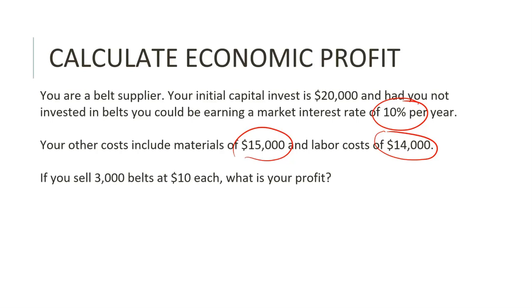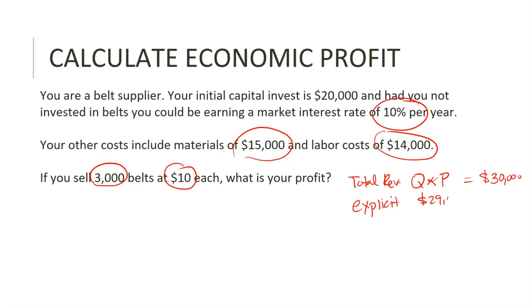So we're going to calculate a couple things. We're going to calculate accounting profit, normal profit, and economic profit. So first what we want to do is get our total revenue. And total revenue is going to be the quantity times the price. So in this case, we're selling 3,000 belts at $10 each. We multiply those and we would say our total revenue is $30,000. Next, we want to look at our explicit costs. So explicit costs are materials and labor. So we're going to actually have to spend $29,000.